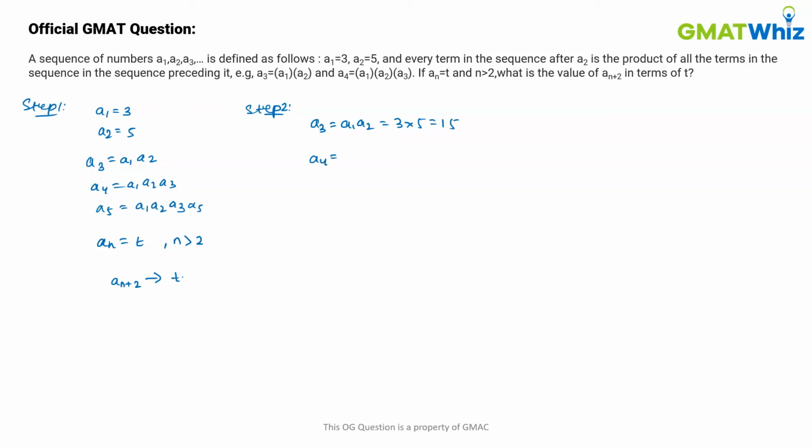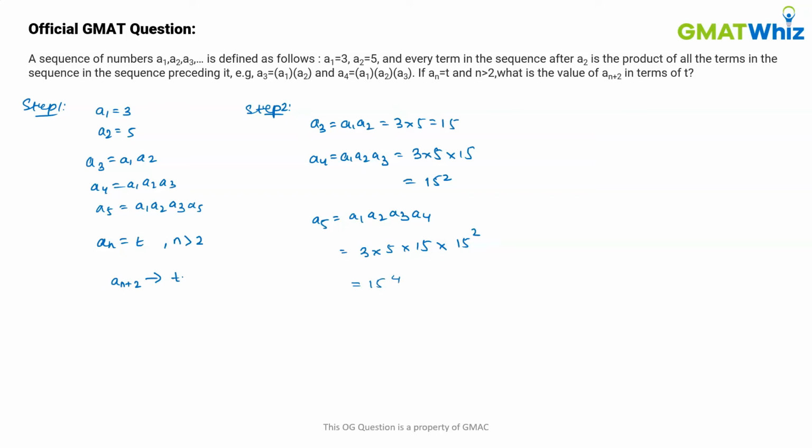Similarly, a4 will be the product of a1, a2, a3, which equals 3 times 5 times 15, which equals 15 squared. And a5 will be equal to a1, a2, a3, a4, which is equal to 3 times 5 times 15 times 15. This is equal to 15 to the power 4.